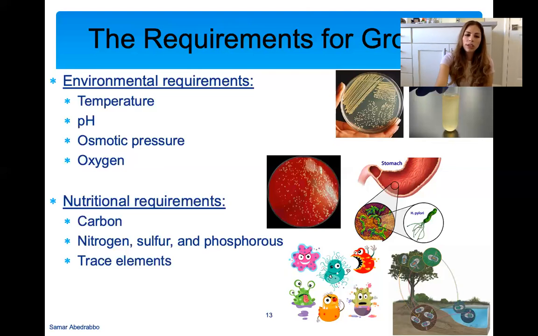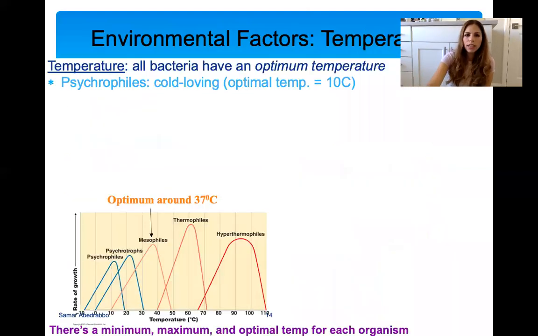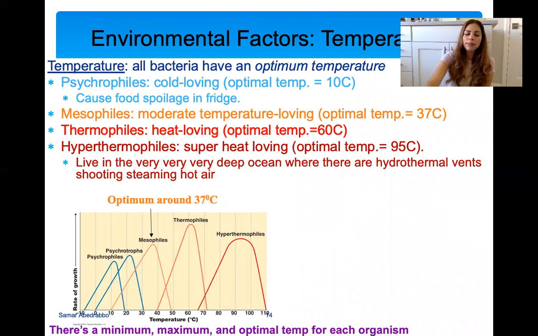So we want to make sure that we supply carbon, nitrogen, sulfur, phosphorus, trace elements, oxygen. So make sure you have food for your microbes to grow. If you take away food, microbes won't grow. So we're going to start off by talking about temperature.